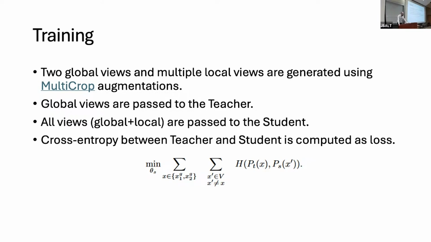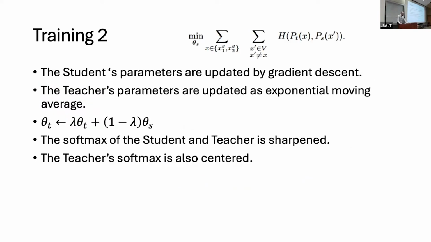And you are trying to find the parameters of the student to optimize this problem, and you actually update only the student's parameters by gradient, so only the student is actually learning, which simulates reality pretty well. Although teachers are also learning from the students, which is the second point: the teacher's parameters are updated as an exponential moving average of the students' weights.